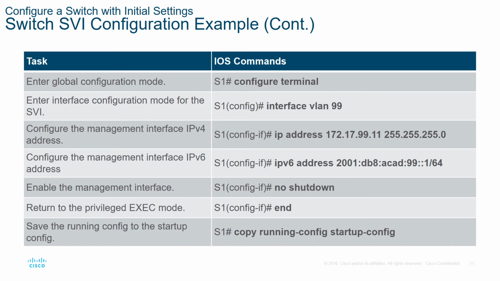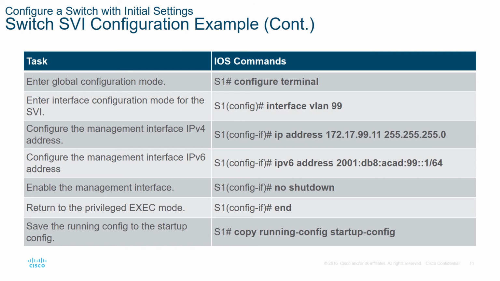The next thing is to configure the management interface IPv4 address. For VLAN 99, we are going to assign the IP address. How to do that? We use the command ip address followed by the IP address as well as the subnet mask. In this example, the IP address is 172.17.99.11 and the subnet mask is 255.255.255.0. So now we have successfully assigned an IPv4 address to VLAN interface 99.